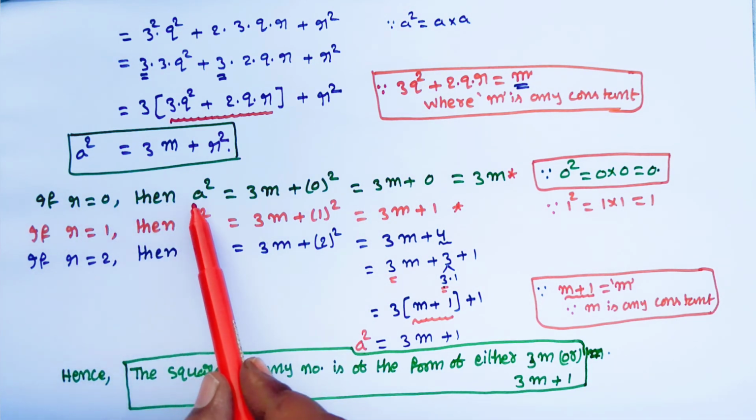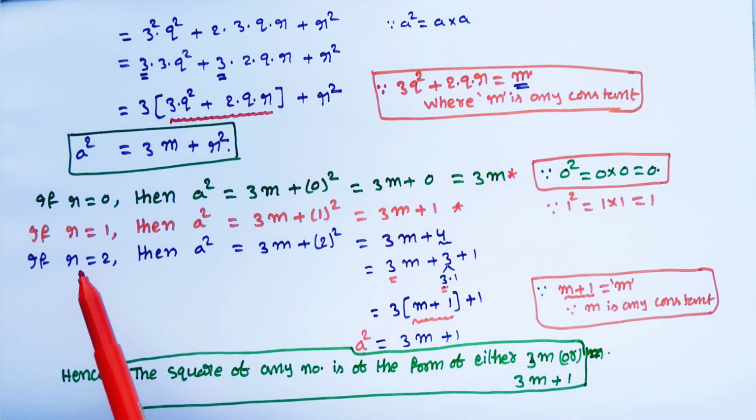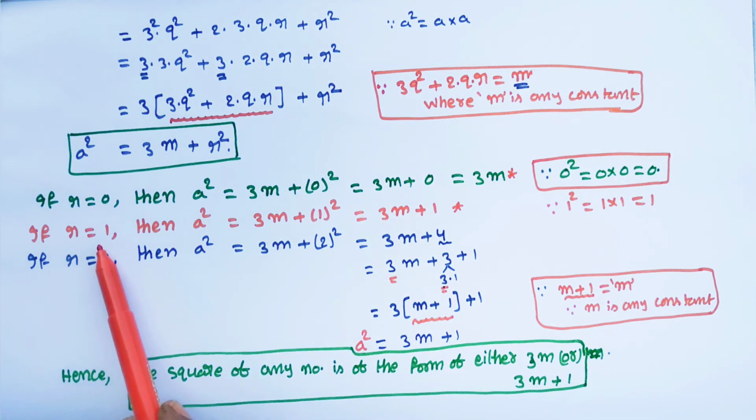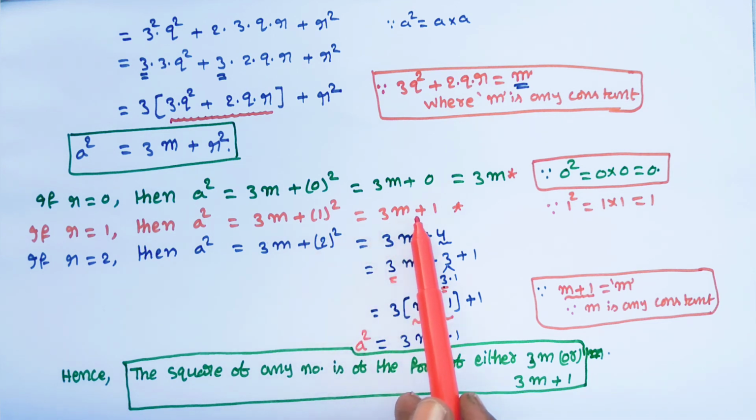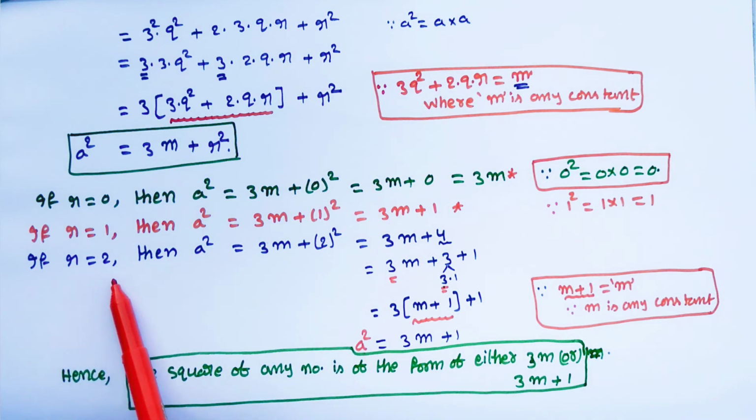So if r equals 0, then a square is 3m, and if r equals 1, then a square is 3m plus 1. If r equals 2, then on simplification a square is 3m plus 1. So the square of any positive integer is of the form either 3m or 3m plus 1. So the required solution is proved.